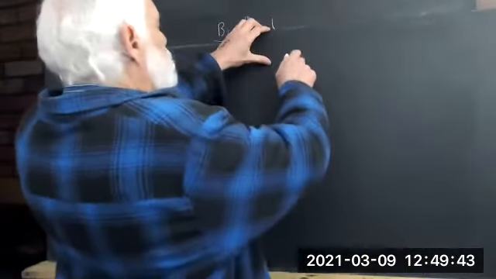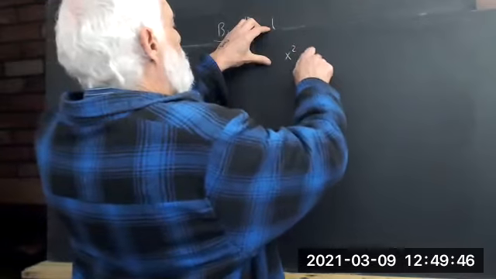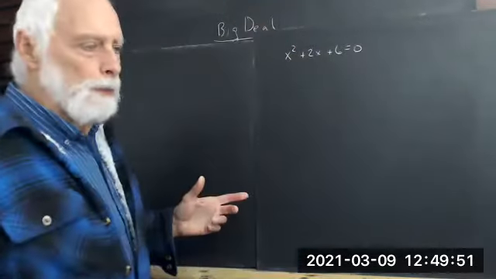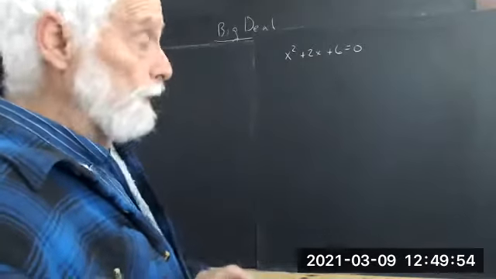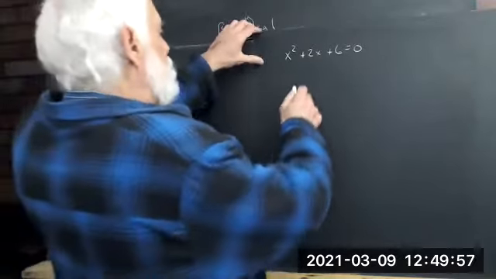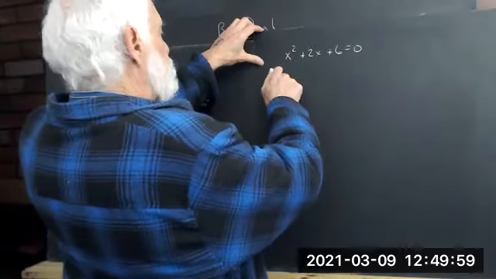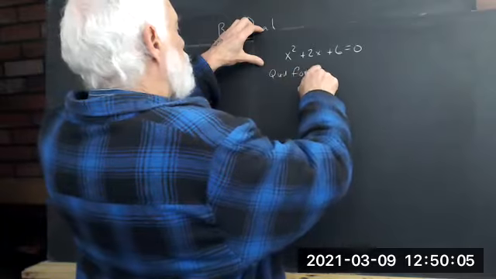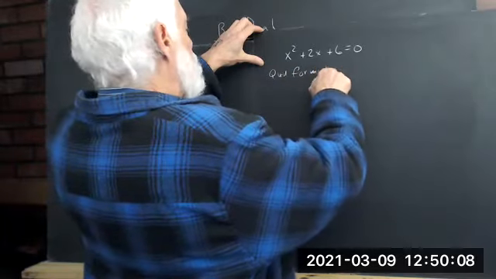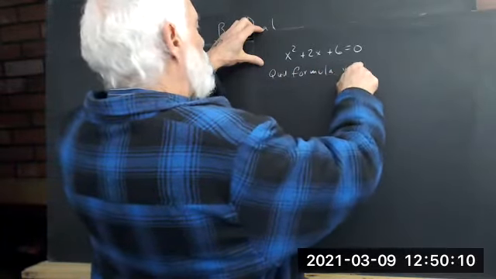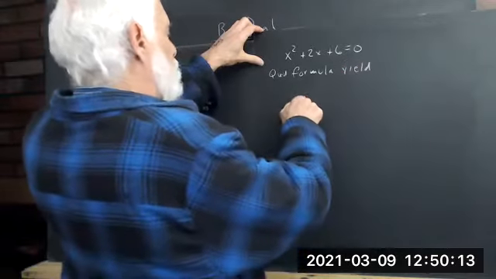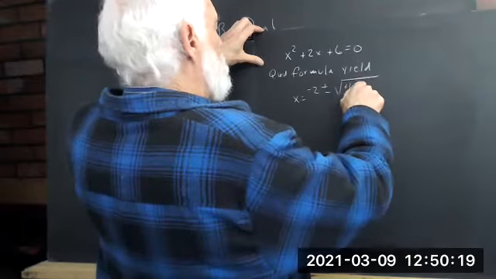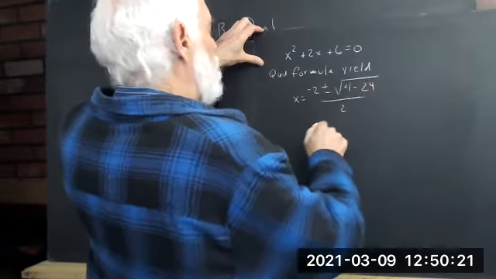Okay, so let's just take this equation, x squared plus 2x plus 6 equals 0. When we solve by the quadratic formula, that yields solutions x equals -2 plus or minus the square root of 4 minus 24, all divided by 2.